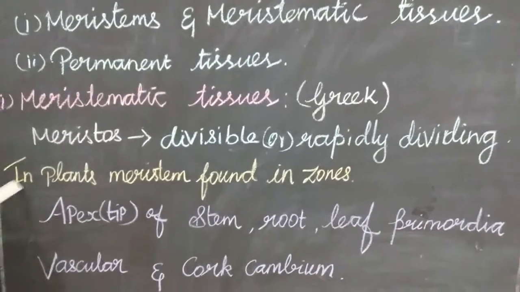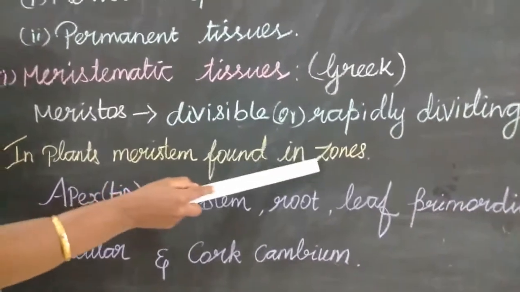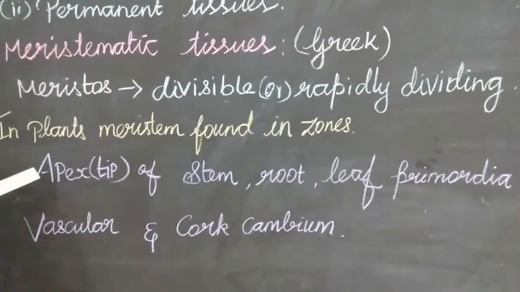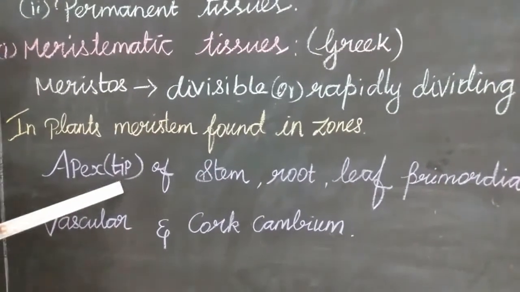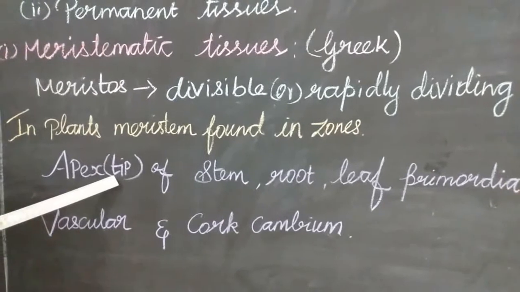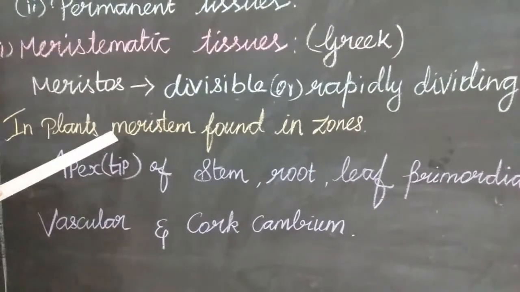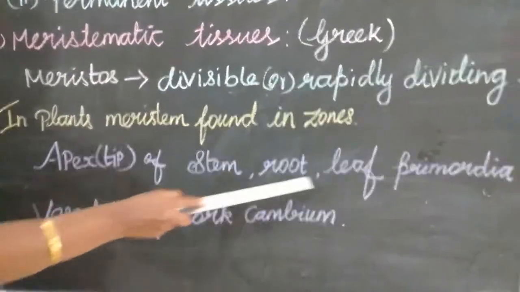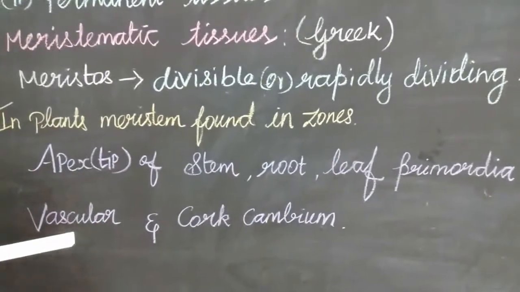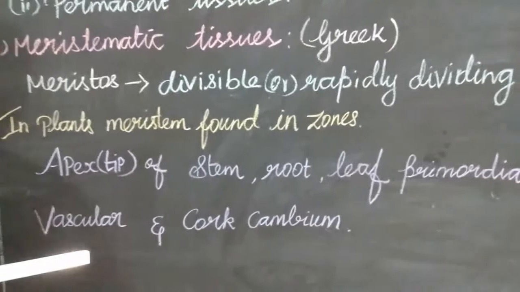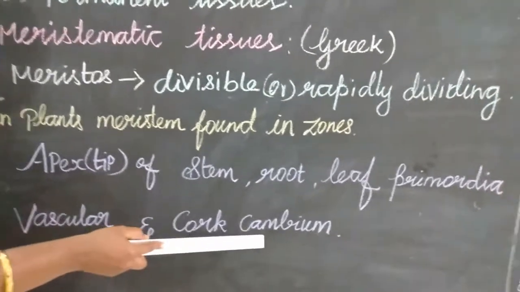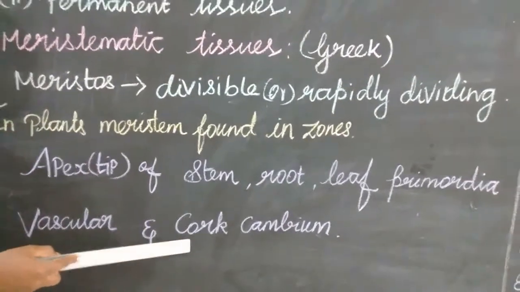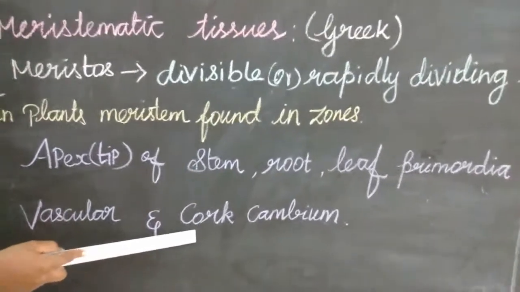In plants, meristems are found in a number of zones. It is present in the apex. What is meant by apex? Tip. So, meristem is present in the apex of stem, root, leaf primordia, and the vascular and cork cambium. The vascular and cork cambium are responsible for the secondary growth of the plant.